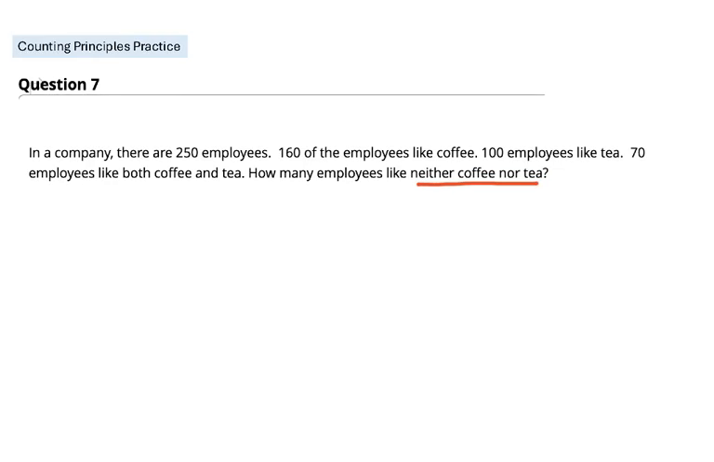So we would write this. How many like neither coffee nor tea? Let's first find how many do like coffee or tea. So coffee or tea. How many like coffee or tea? According to the rule, we'll say it's the number that like coffee plus the number that like tea, but we will minus any that like both coffee and tea.